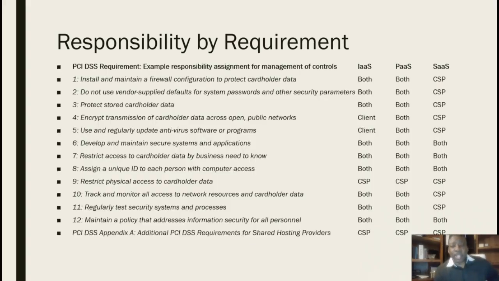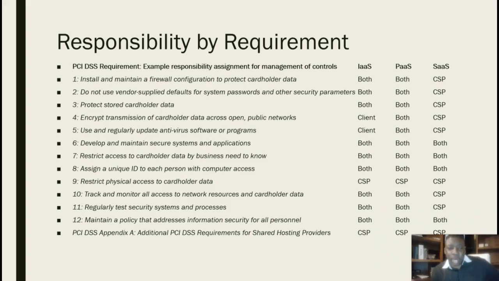All right, so here's a better example of responsibility by requirements. So if you look at the requirements for PCI, here they are, all laid out for you. Who owns what? This is a really good slide. So as it relates to maintaining a firewall configuration, if you got infrastructure as a service, both of you, PaaS, both of you, but software as a service, this CSP is the cloud service provider. And you can go down this list and see that. I'm going to give you a little time to look at it. Now, if you have any questions about any of these, just let me know. Do you want an example? Okay, I'll give you an example.